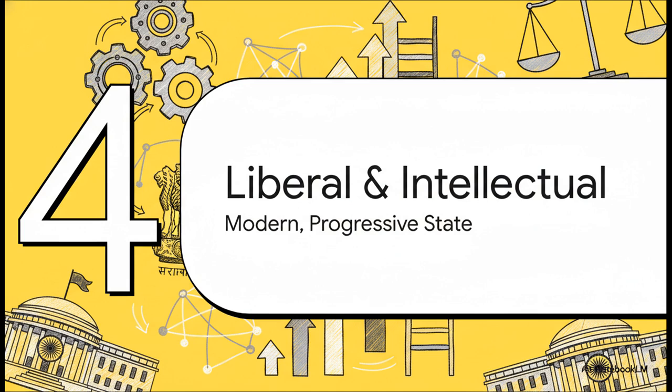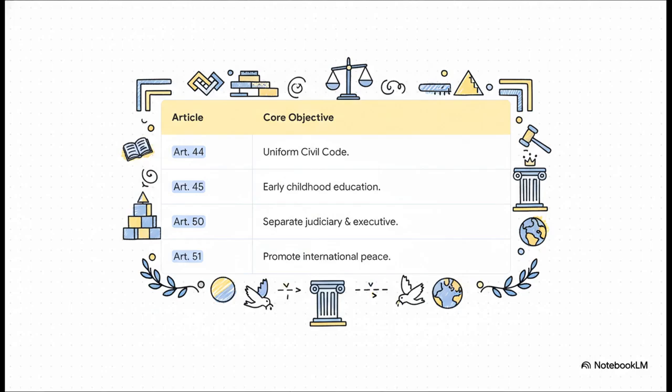This bucket contains principles that really reflect the ideals of modern liberalism. These are about creating a rational, uniform, and progressive legal and social framework for the entire country. And in here, we find some of the most forward-looking and, honestly, most debated principles. Article 44, calling for a uniform civil code. That's a constant in the news, right?